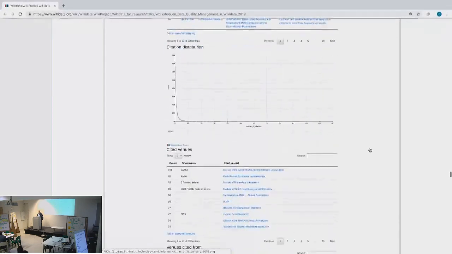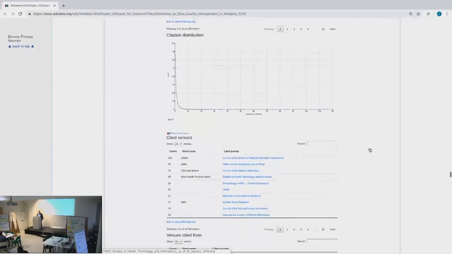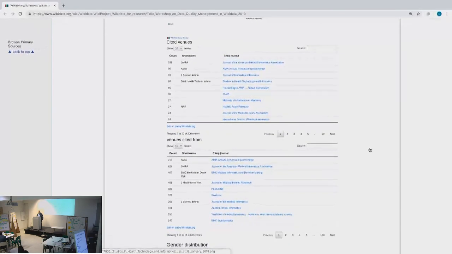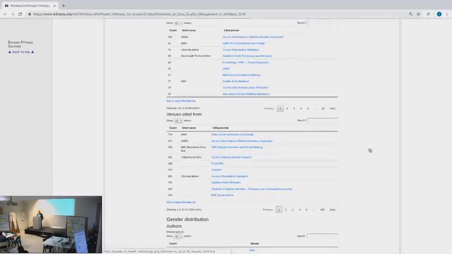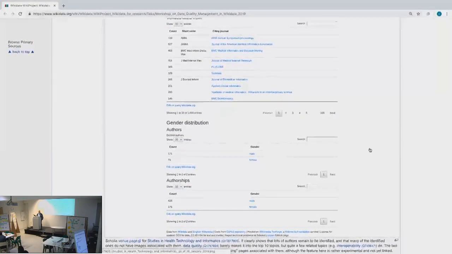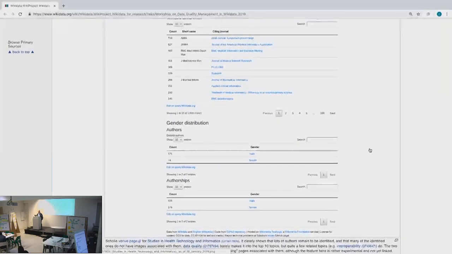Yeah, citation distribution, that could be a talk in and of itself. Very incomplete in Wikidata, but still it shows you something useful. Also, in the end, gender distribution. This just pops out because we've annotated the papers with the authors, and the authors are annotated with whatever gender they have.